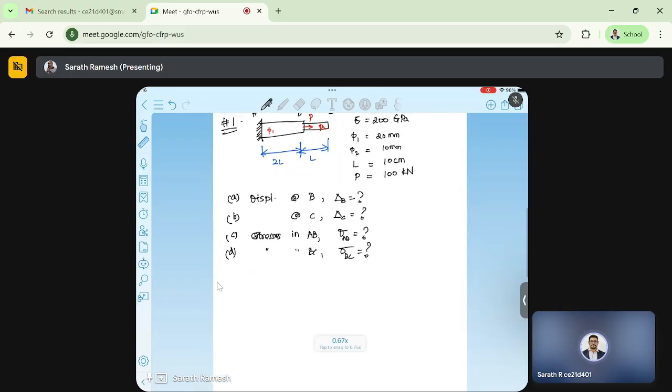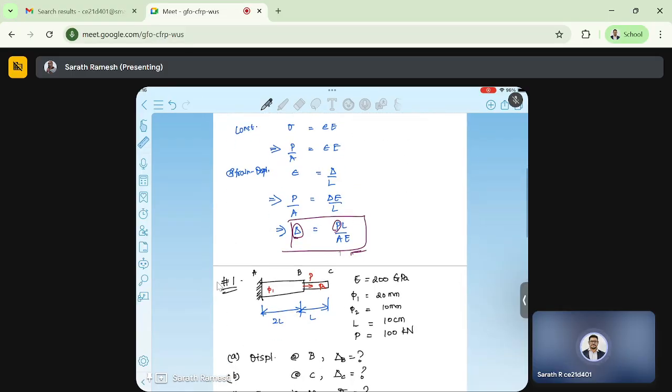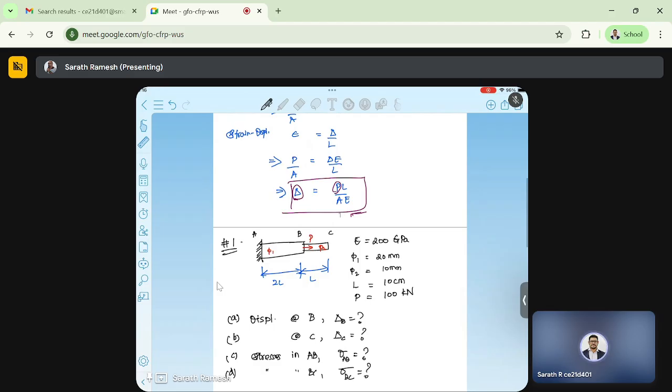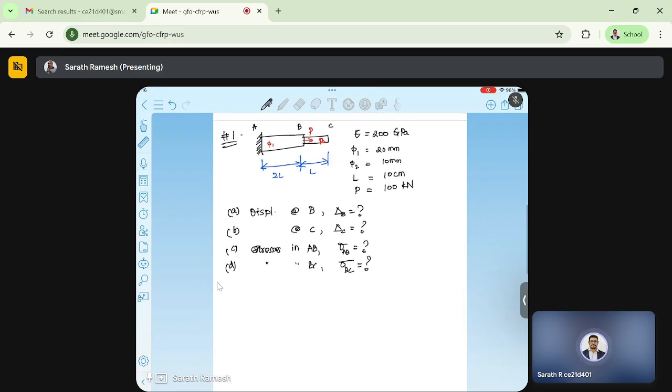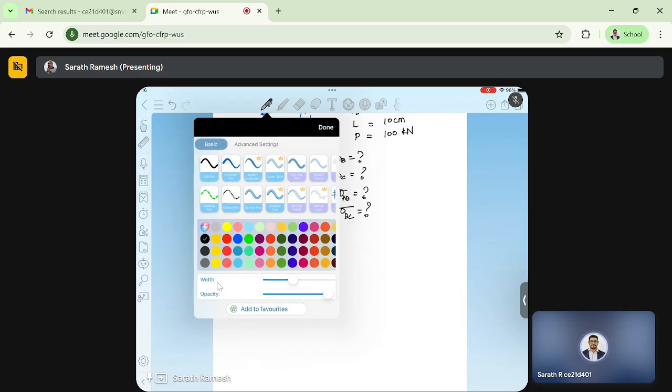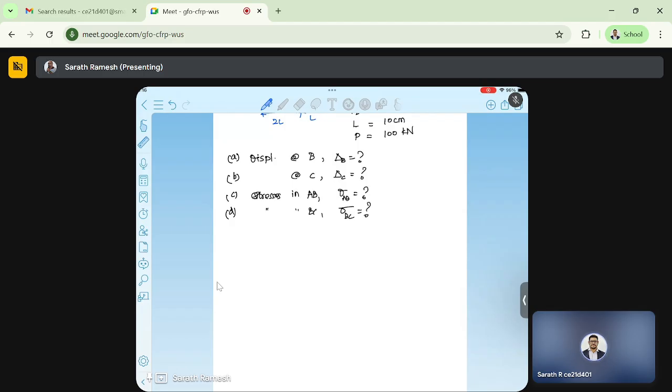But since we already have this deformation formula, we are going to directly use it in the problem. But anyhow, the first step is going to be drawing the free body diagram. So let's begin the solution. Let me draw.